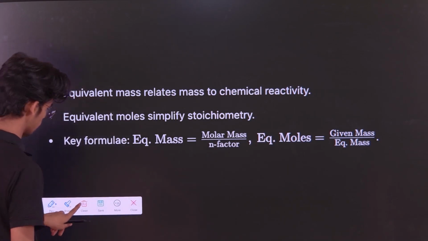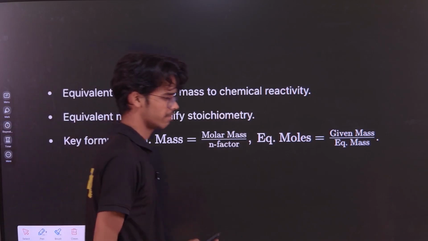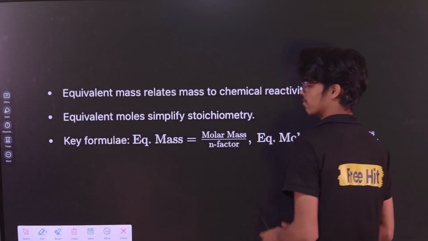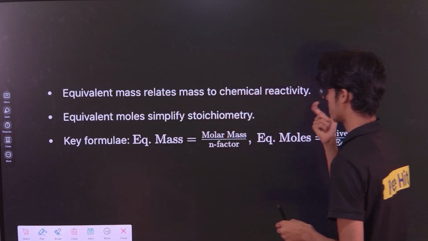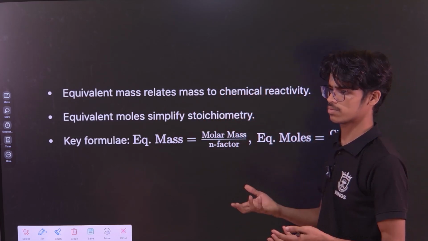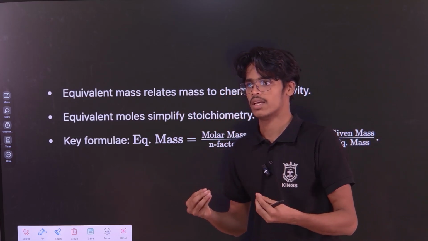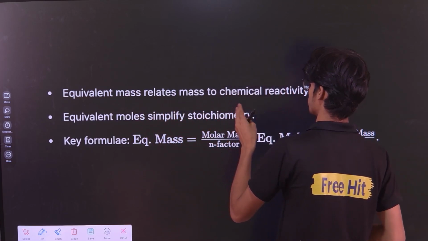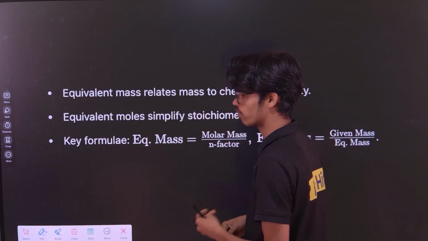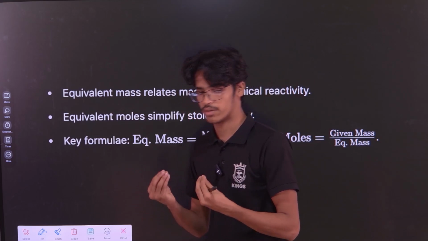So this is the last slide. Let's just quickly revise what we have done. What does equivalent mass tell us? Equivalent mass tells us the chemical reactivity. The more the equivalent mass of a substance, the more is its chemical reactivity. Now equivalent moles simplify stoichiometry. Obviously, we are able to understand the equation far better when we know equivalent moles.